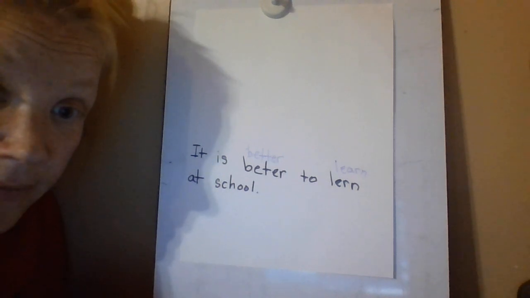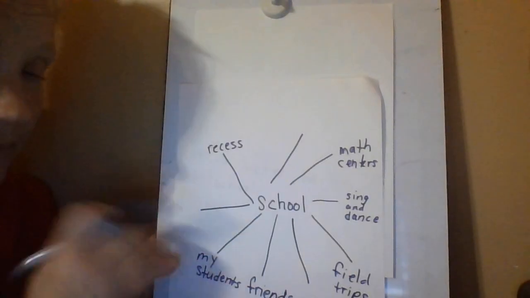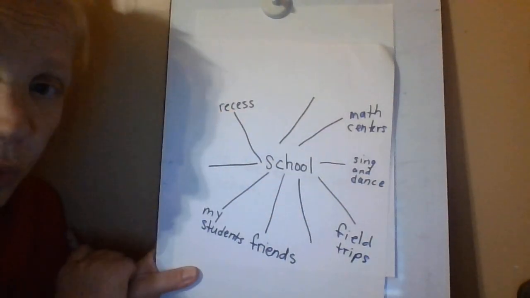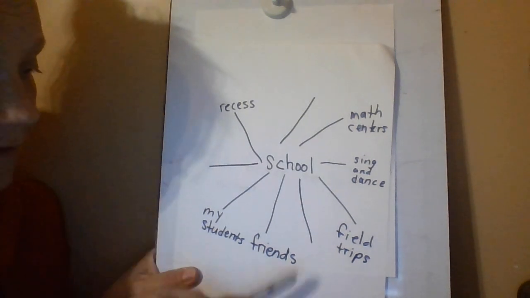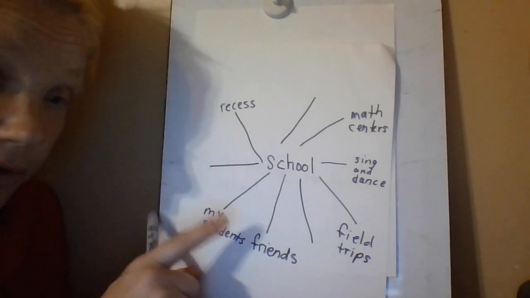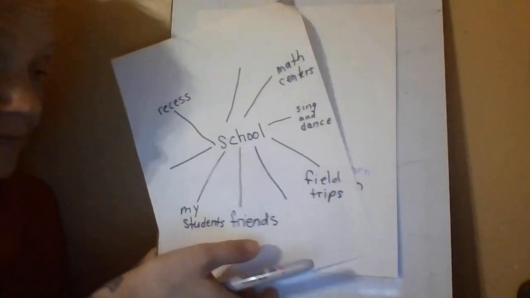Now, here's where we start to use our web. Take a look at your web. Look at all the reasons that you have for school or home. I'm going to pick one. I'm going to pick friends. So pick one of your reasons from your web. I'm going to pick friends.